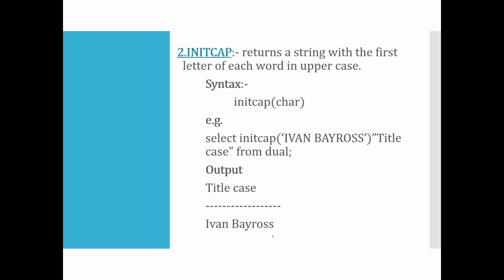Then init cap. Init cap means make the first character of each word capital. So I have Ivan Barros here, right? So it will keep I as capital and B as capital, and all the other characters will be in smaller case. Only it will have capital as the first character of each word. Here there is a space. So space means two different words. So this is init cap, right?